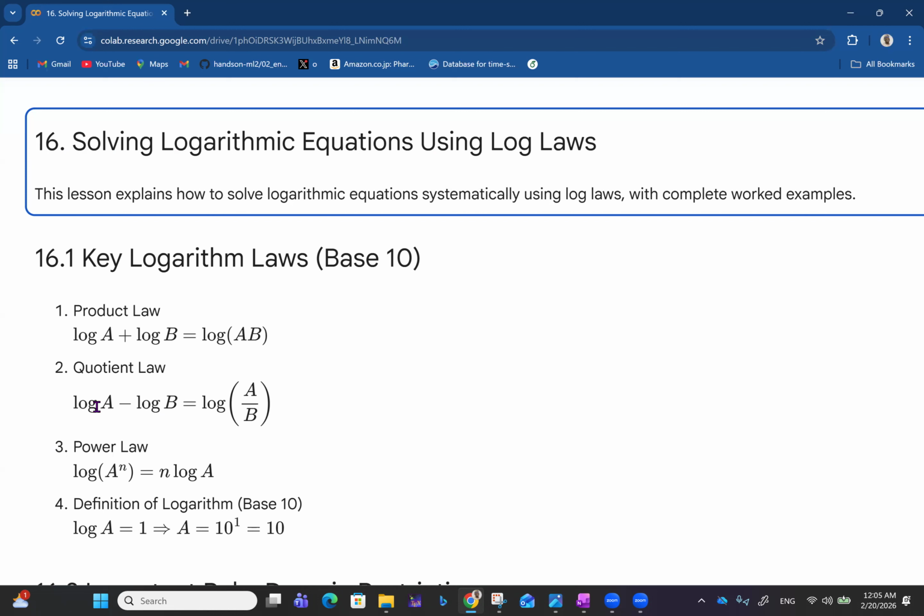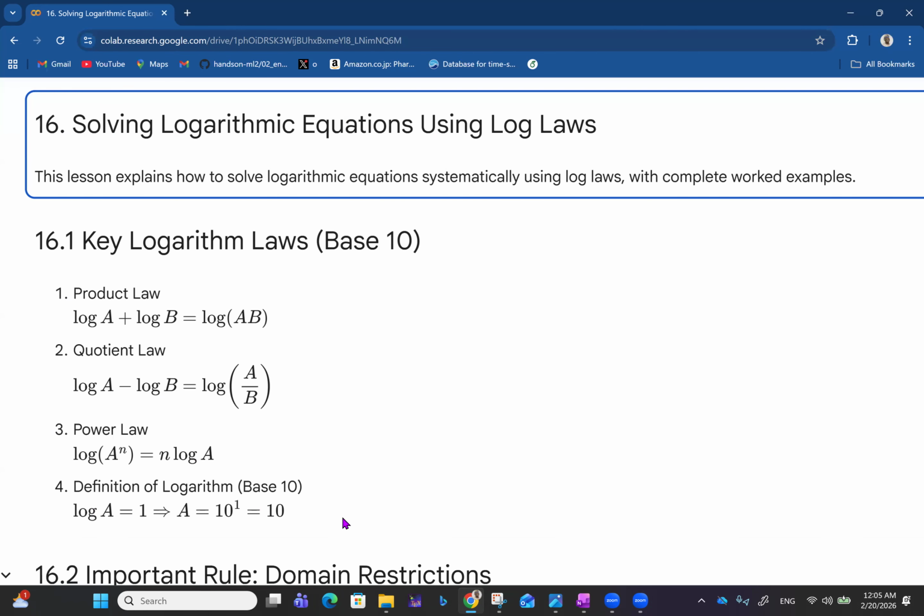The quotient law says log A minus log B is equal to log A over B. The power law says log of A raised to the power n means n log A. Then number 4, the definition of logarithm in base 10. If you have log A equals 1, that implies that A is equal to 10 raised to the power 1, which is equal to 10. So that means you're dealing with this base here.